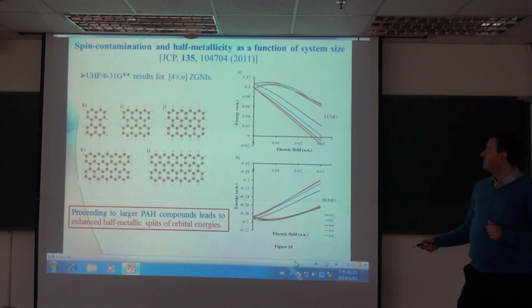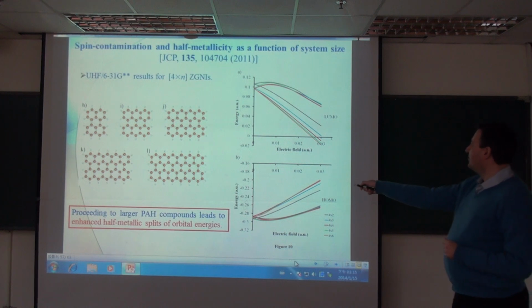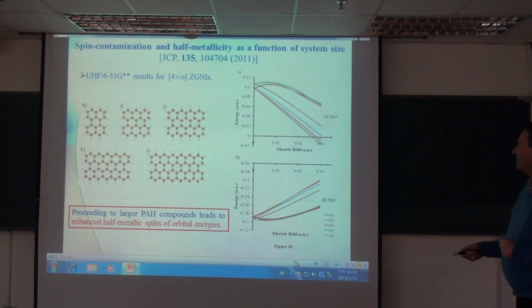It's the same if we consider larger graphene nanoribbons, so-called 4 times N. This compound here is anthanthrene. This is the compound that was described by Scuseria as the smallest nanographene nanoisland which can be half metallic. And here also you see that the extent of the half metallic split increases with increasing system size.